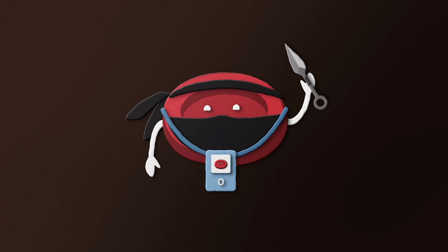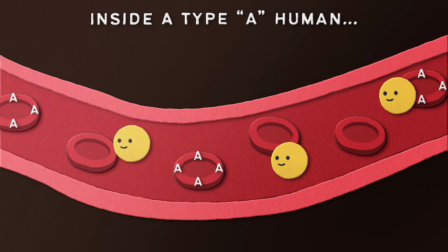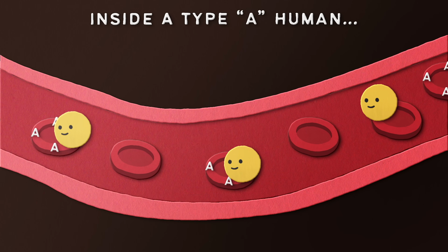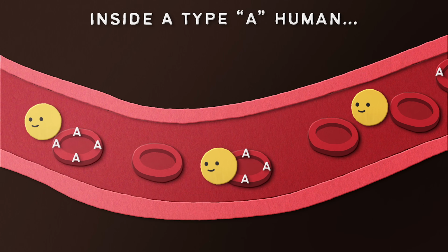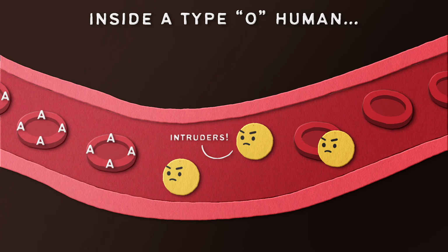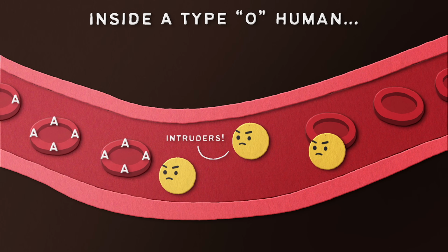Type O blood cells are like the ninjas of the blood world. They have no stickers at all. This stealth mode means they can sneak into anybody without being noticed, making them great donors. However, O types will react if they receive blood with any stickers, A or B.